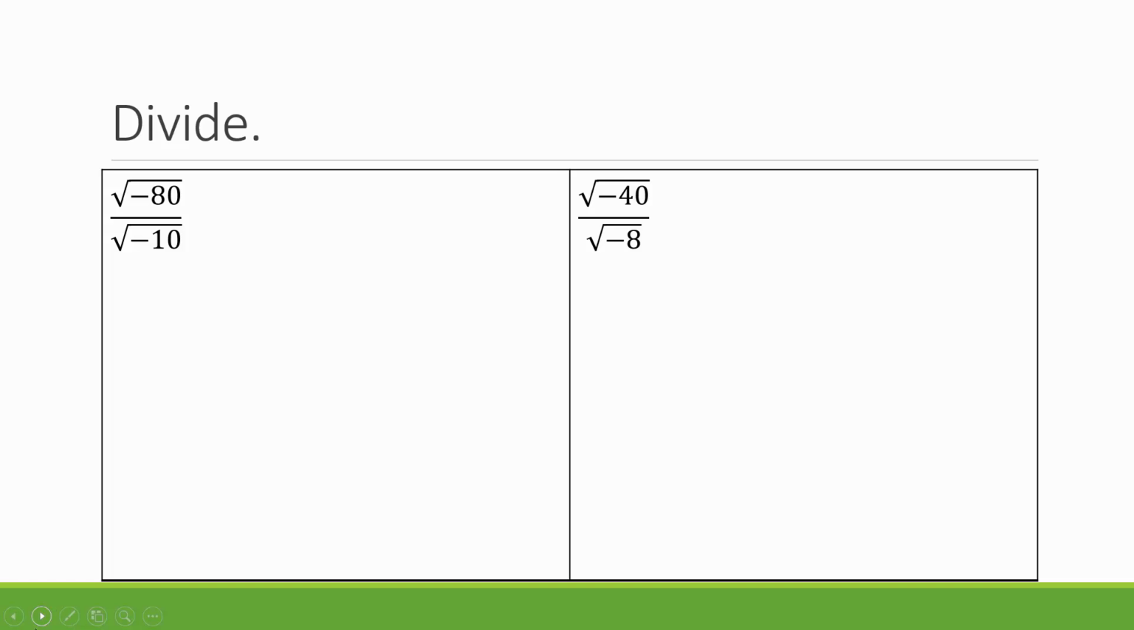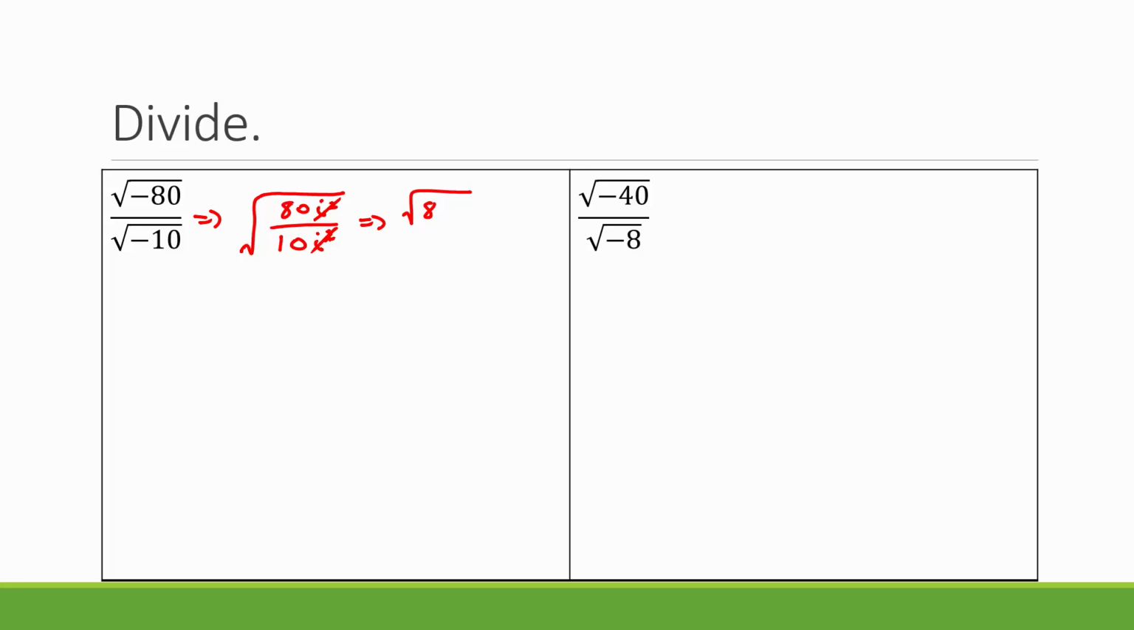Okay, first we have here the square root of negative 80 over the square root of negative 10. The first thing that I see is that 80 is divisible by 10. So I'm going to rewrite that underneath one radical. I'm going to change that negative with the 80 to I squared, and negative with the 10 to I squared. Then I'm going to simplify. 10 will go into 80 8 times, and the I squared over I squared would cancel each other out.